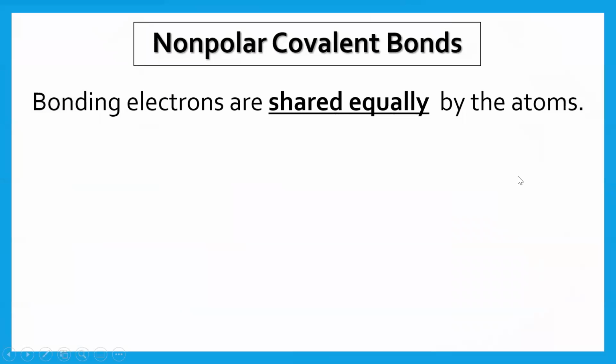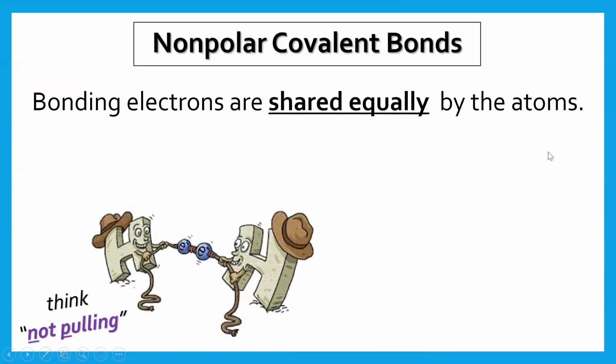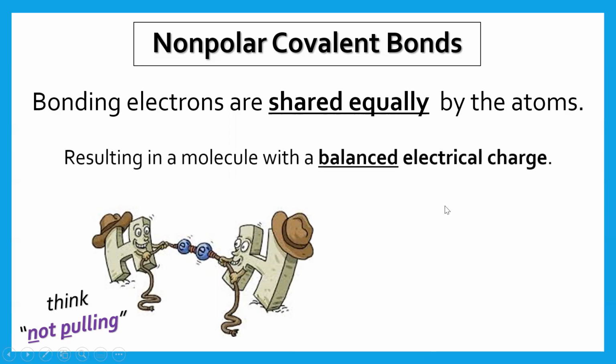You can also have non-polar covalent bonds in which the sharing is equal. So think of not pulling, NP, and non-polar. If you're not pulling, you're sharing equally. And this is because the atoms are similar in size. Because they're sharing the electrons equally, the charge that results is balanced.